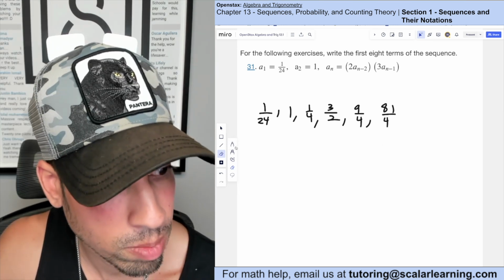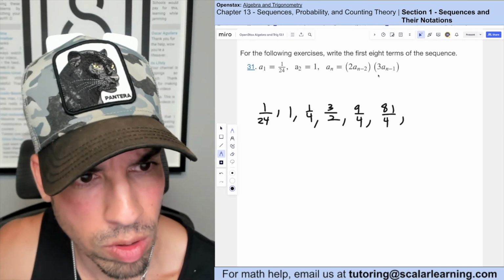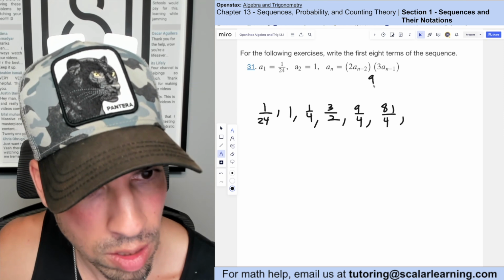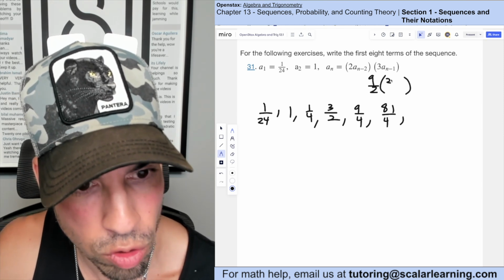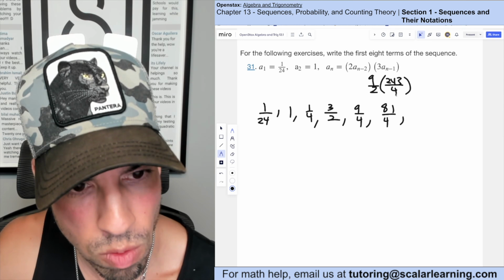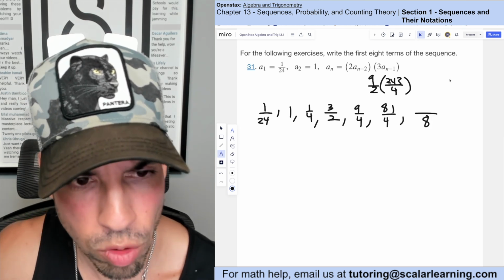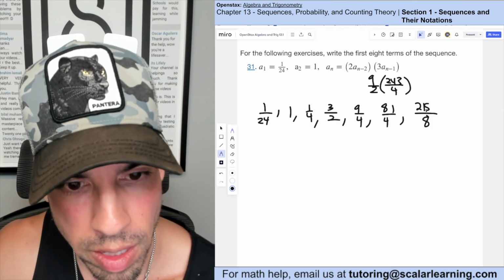And I just cleared that up to make some more room. All right, so now we got the sixth term. Now we need the seventh and the eighth term. So now to get the seventh term, it's 2 times this, which is 9/2, times 3 times this, which is 243 over 4. So 2 times 4 is 8 on the top. 9 times 243, which is 2187. So we got 2187 on top.